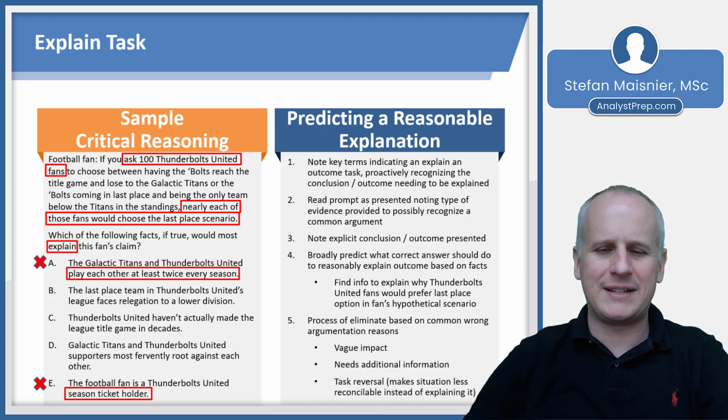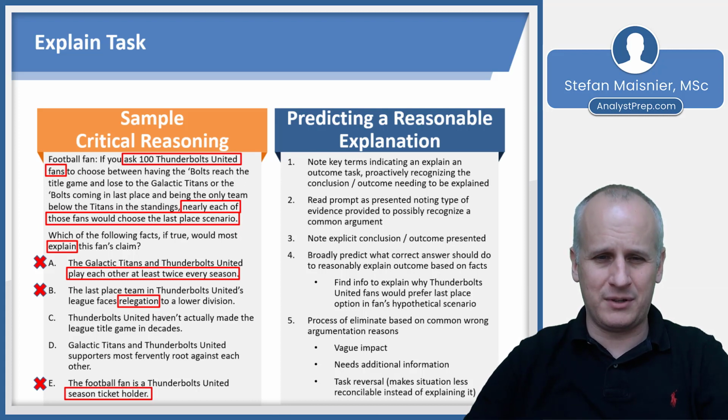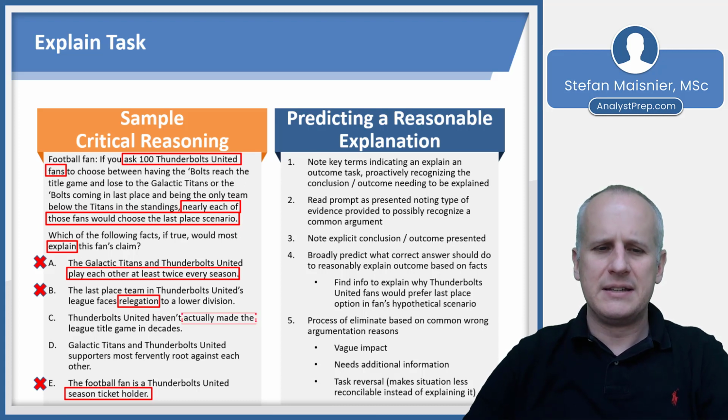And that's kind of what a task reversal is for an explain a wrong answer choice. It's something that makes the situation seem less reasonable as opposed to explaining it. And we've got a couple of examples of that in choice B, which states the last place team in Thunderbolts United's league faces relegation to a lower division. Well, then there would be no reason to root for Thunderbolts United to come in last ever, even when it includes the situation with the Galactic Titans.